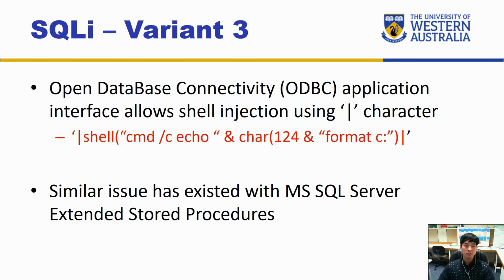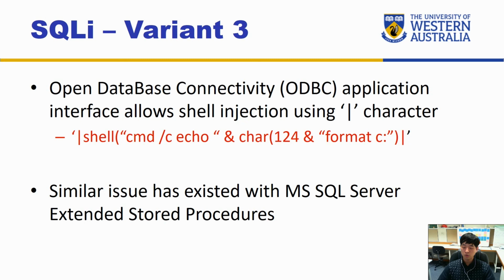Open Database Connectivity Application Interface allows shell injection using the pipe character, right? The straight line. Okay, so this means in some applications where you can execute shellcode, you can inject code like this. Okay, so this one you could have tried in the MS SQL Server extended stored procedures. However, you need to find the vulnerability to do this, but this is all part of the SQL injections.